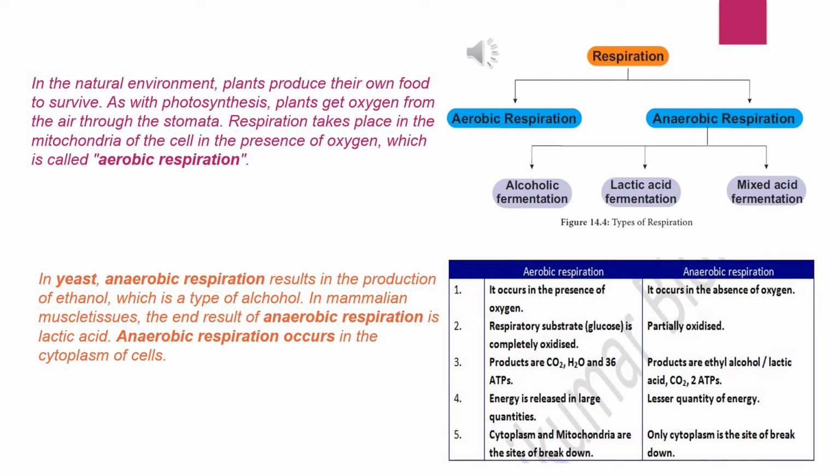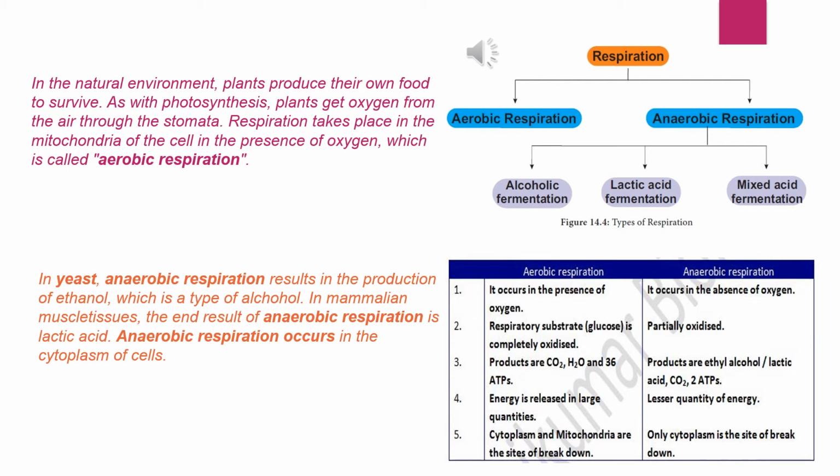Generally, alcoholic fermentation happens in lower plants like yeast. Lactic acid fermentation happens generally in human beings. And in the other, mixed acid fermentation occurs. Now, first I am telling you the aerobic respiration process in plants.